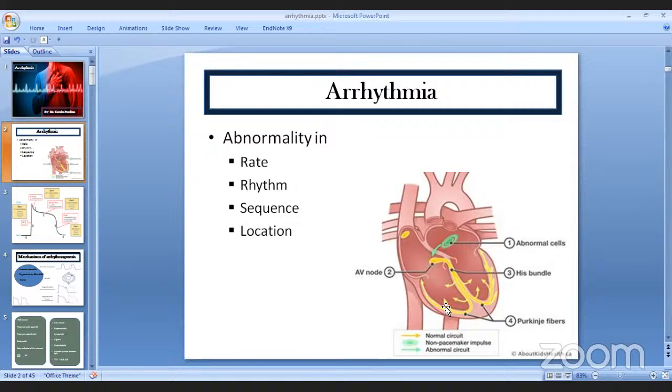But this autonomous activity of the AV node and Purkinje fibers doesn't really come into play. Only SA nodal activity spreads throughout the entire myocardium. The AV node and Purkinje fibers are our backup system. Whenever the SA node is not working, only then does autonomous activity start in the AV node and Purkinje fibers. So suppose that instead of the SA node, the autonomous activity starts in the AV node, then that's also another form of arrhythmia. Or if autonomous activity starts in any abnormal cell of the atrial myocardium or ventricular myocardium, that's also an arrhythmia.